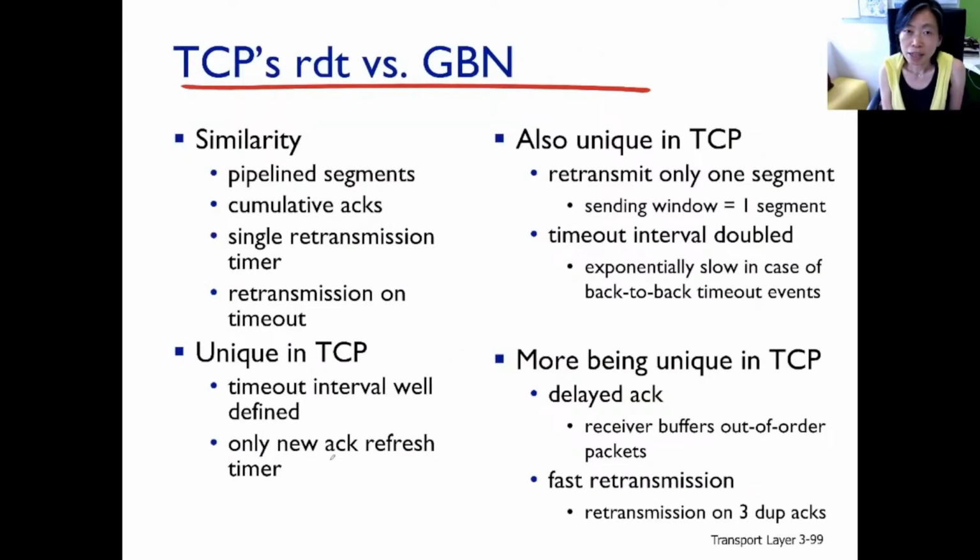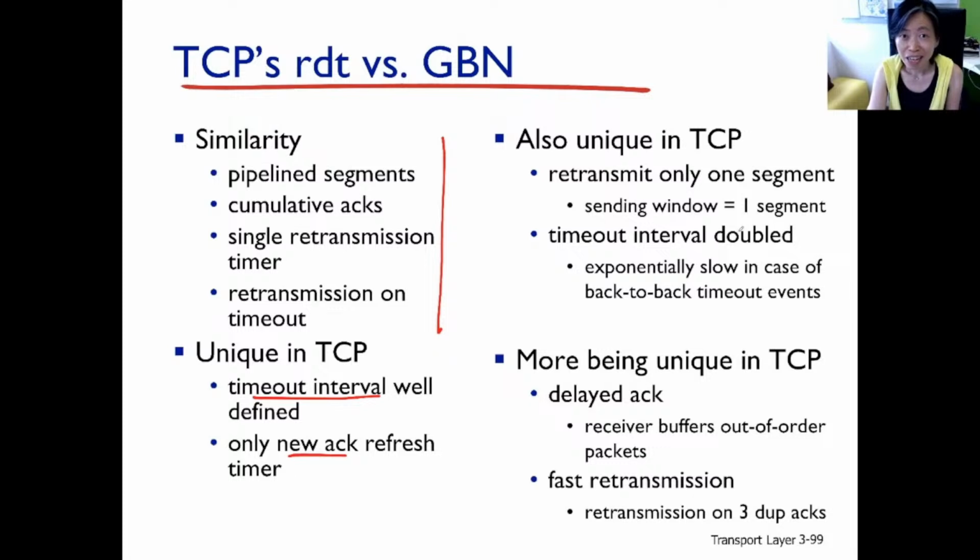This is the last slide to summarize TCP's RDT. TCP's RDT is essentially Go-Back-N, so the base is Go-Back-N. But TCP being something that we actually need to implement and see running, it defines very clearly the equation to derive the timeout interval. TCP is also a little bit more performance conscious, so the timer will only get refreshed when there's a new ACK. When there's a duplicate ACK, the timer does not get refreshed, unlike in Go-Back-N.